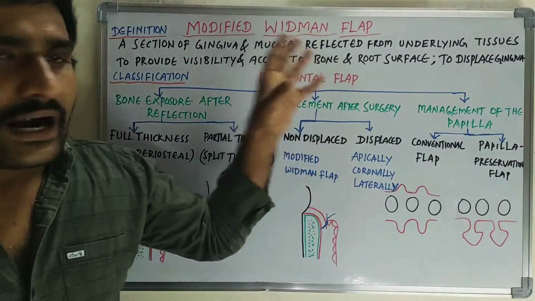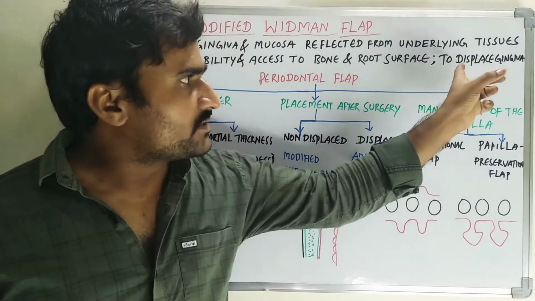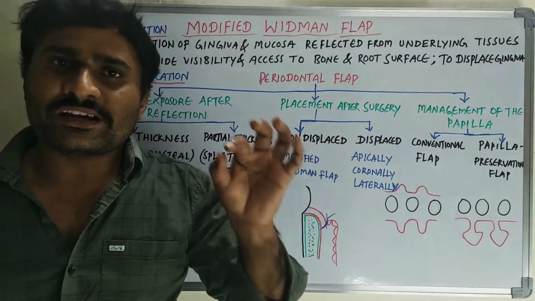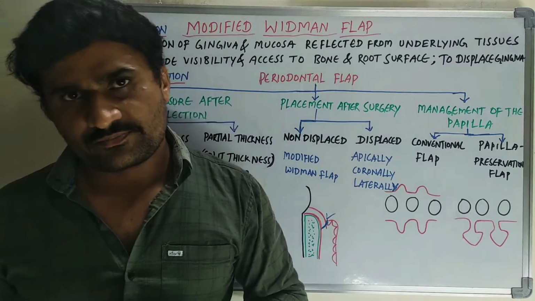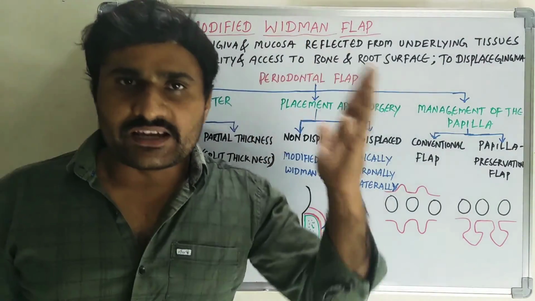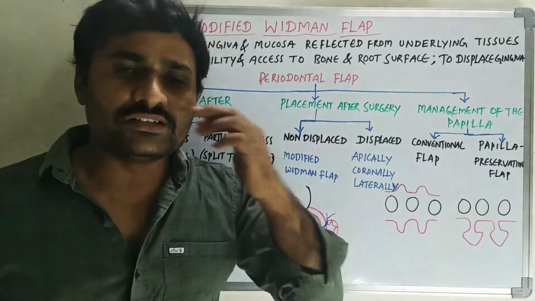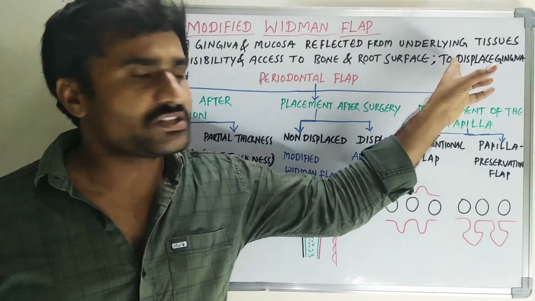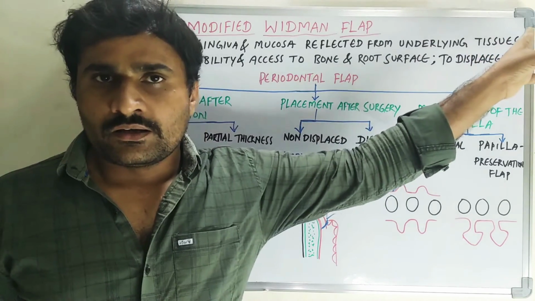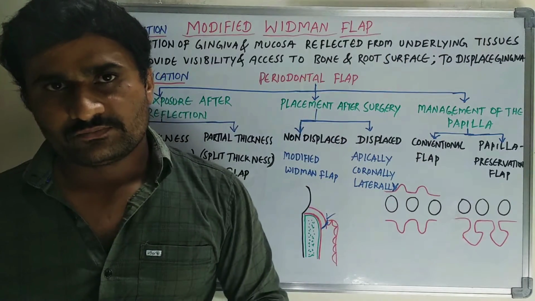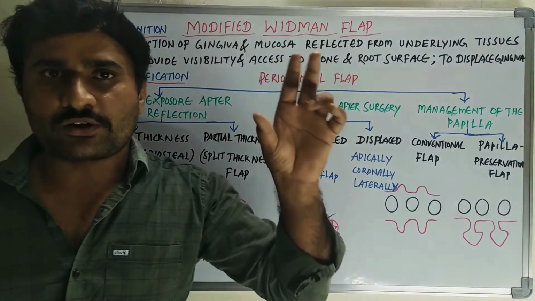Right? And it also provides the chance to displace the gingiva to correct mucogingival problems. That means if there is dehiscence or fenestration, or if there is gingival recession, in those cases you can go for displacement of the gingiva. So this is the definition of periodontal flap.